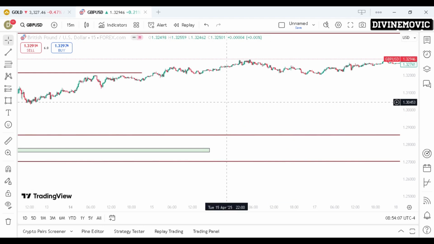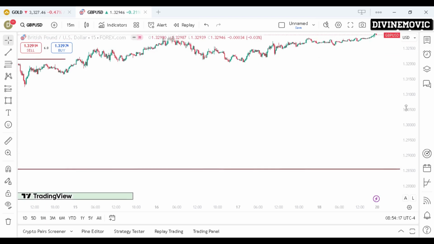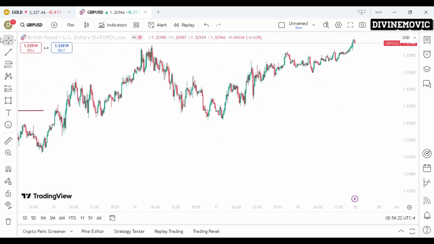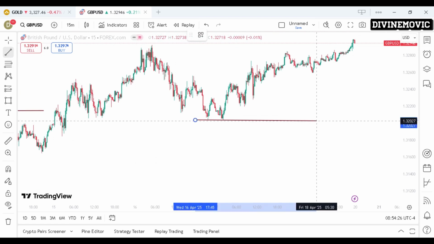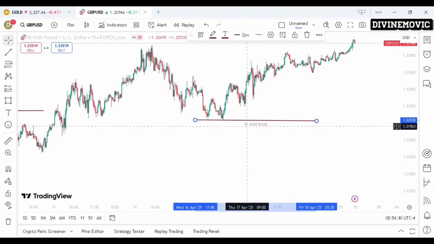Now our duty right now on the 15 minutes time frame is to understand the point that price has to take out for us to confirm a downtrend. In this case, we want to see price take out this particular low that is right here for us to confirm a downtrend, right? This is the particular point that price will have to take out for us to confirm a downtrend.